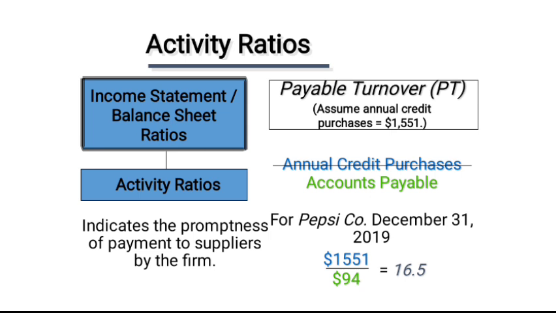Annual credit purchases are 15.51 dollars, and accounts payable were 94. By looking into the income statement and balance sheet ratios of Pepsi Cola, we get 16.5, which shows us that payable turnover is 16.5.